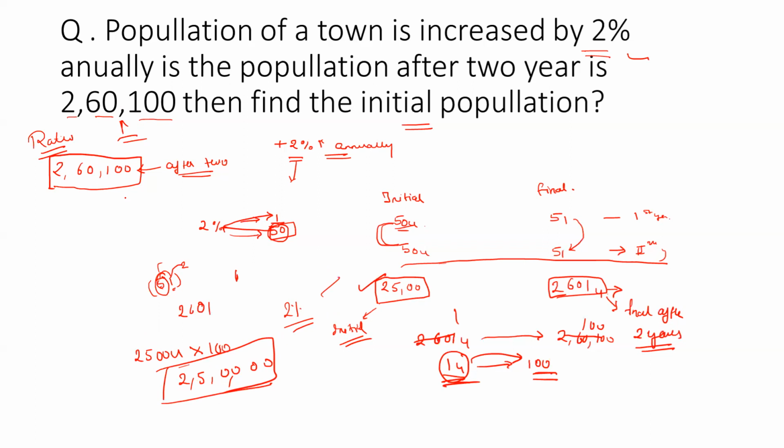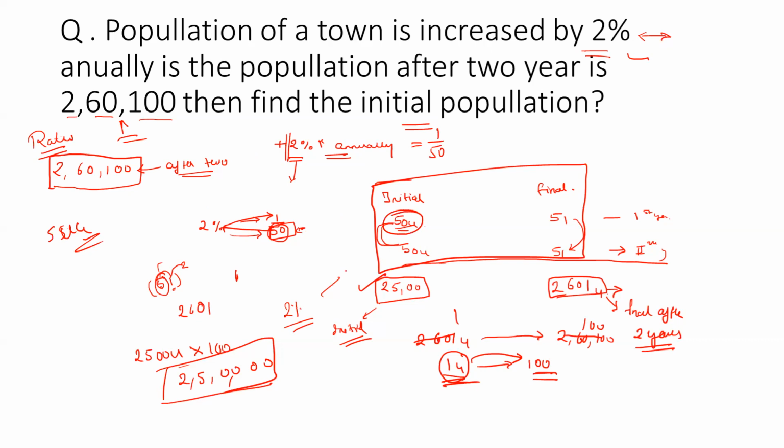Did you get this? See, this is successive percentages. Whenever you see successive percentages, you should apply this. Are you getting my point? What the question has told us is that the population of the town is increasing by 2% annually. So I know the ratio of 2% is nothing but 1 by 50. So I assume that 50 was my initial, and it is increased by 2%.